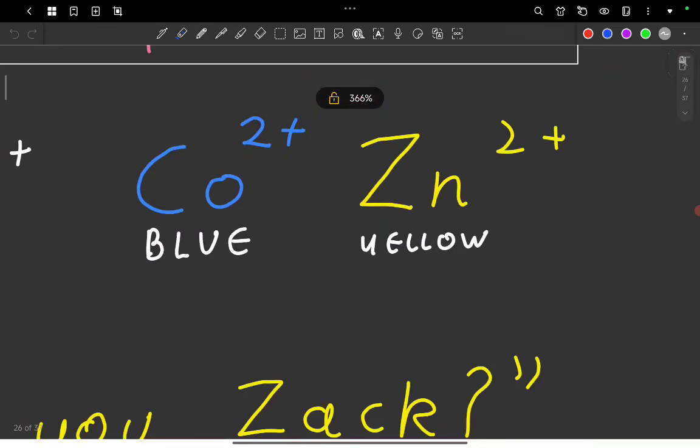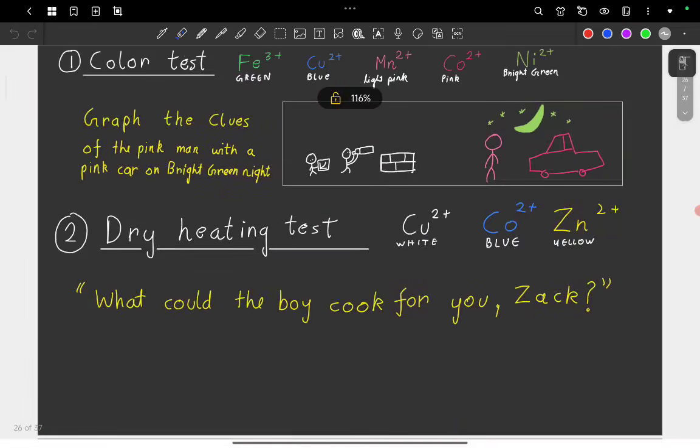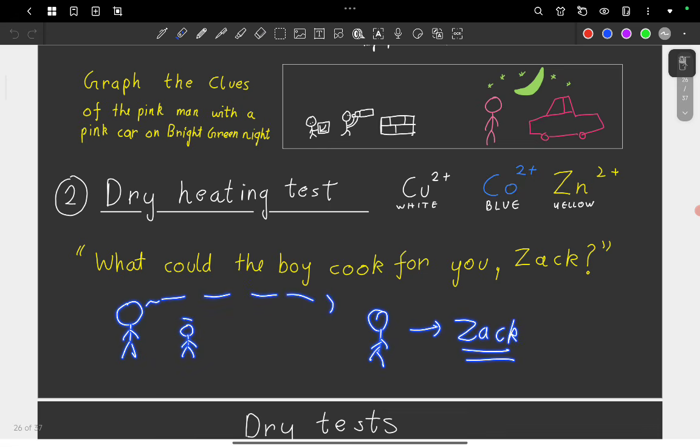Similarly, zinc changes color from white to yellow, and cobalt changes color from pink to blue. Now, how do I remember this? Well, you are at home and you have a cook at home who is a boy, and then a guest comes who is called Zach.